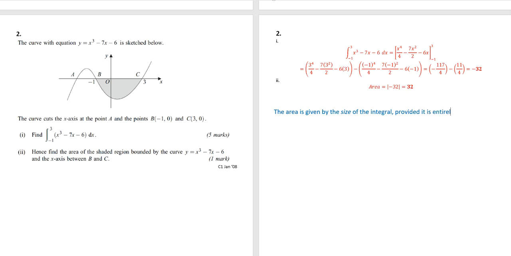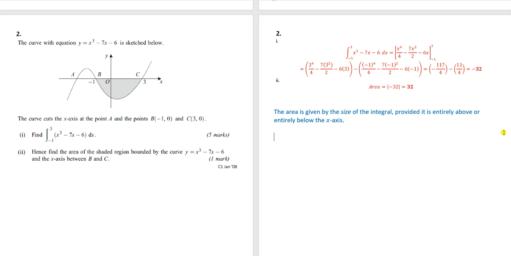The area is given by the size of the integral, provided it is entirely above or entirely below the x-axis. If it's a bit of each, it's a bit like traveling 10 miles north and 3 miles south. You're 7 miles away from where you started, but you've done 13 miles of journey. So if you want to know the distance covered, that's different to the displacement in that case.